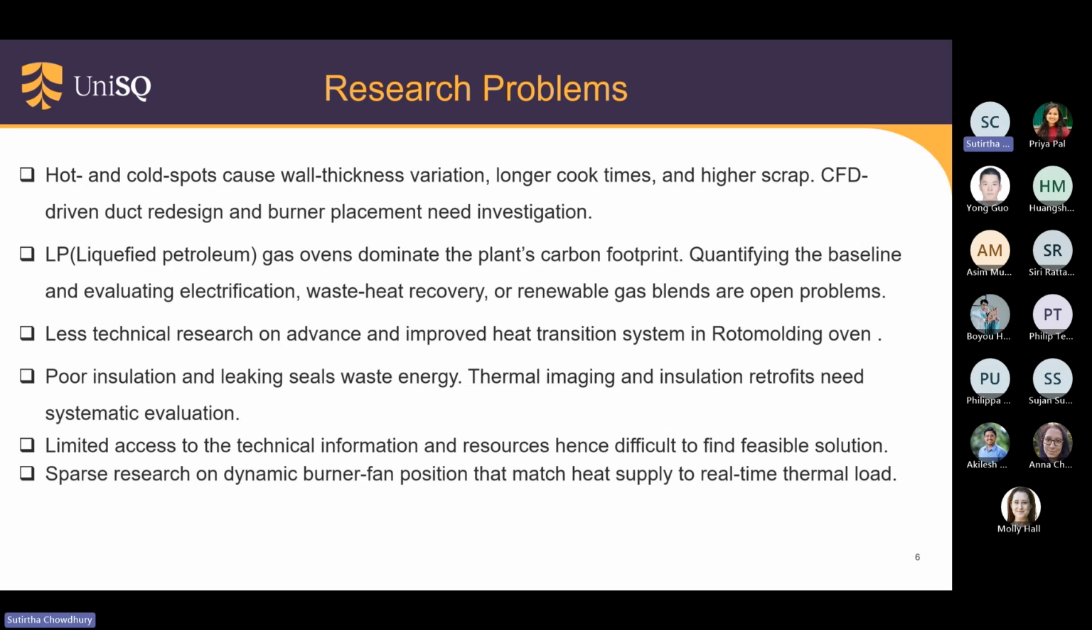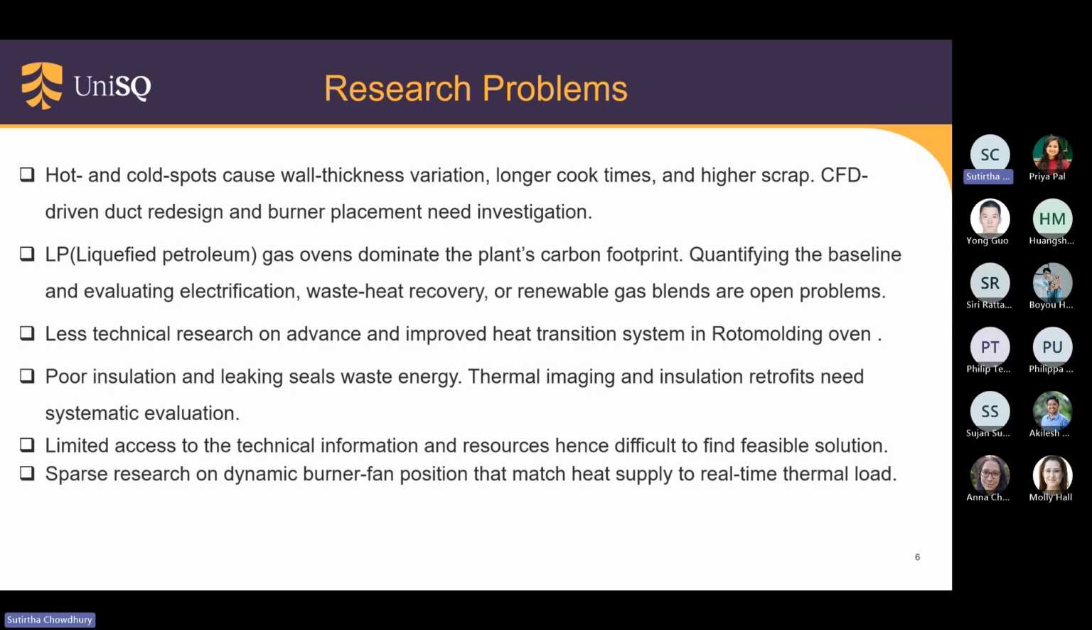Poor insulation and leaking cells waste energy; thermal imaging and insulation retrofits need systematic evaluation. As I already mentioned, limited access to technical information and resources makes it difficult to find feasible solutions, and there is very narrow research work on dynamic burner and fan positions that match the heat supply to real-time thermal loads.